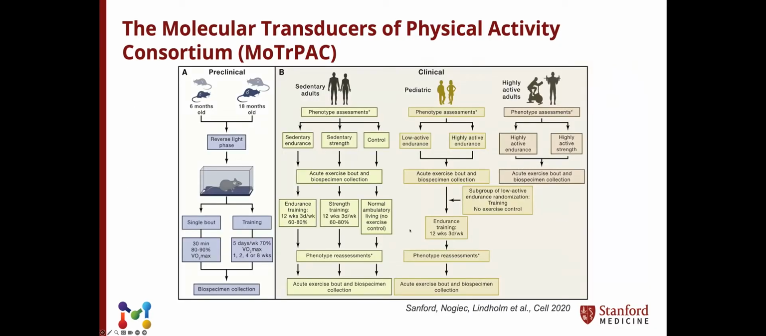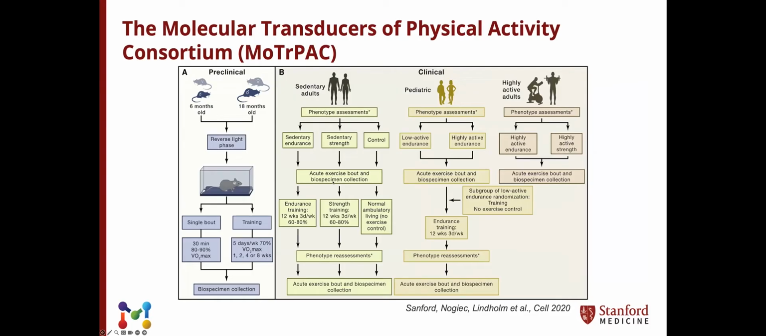So to the study design a bit. If we start by looking at the human study, the main human study consists of sedentary adults that do a lot of different phenotypic assessments. They are divided into 3 different groups. So there is an endurance intervention, a strength intervention, as well as a non-trained control group. And what these people do is they undergo 1 acute exercise bout of either endurance or strength, or no exercise if they're in the control group.